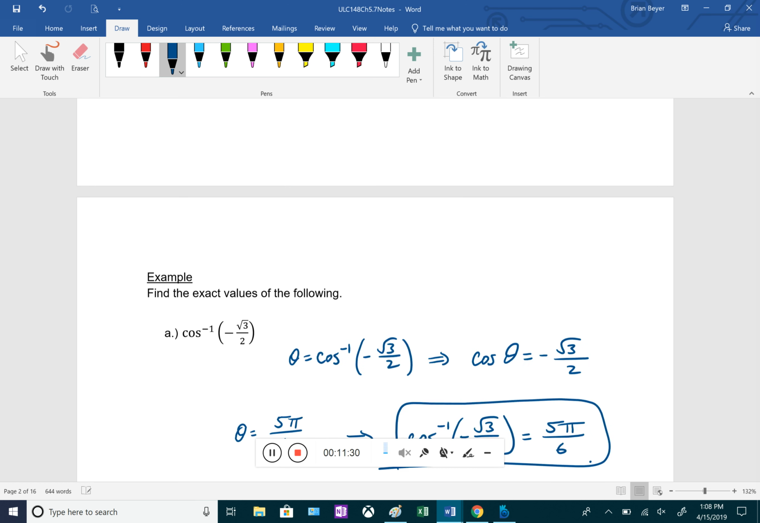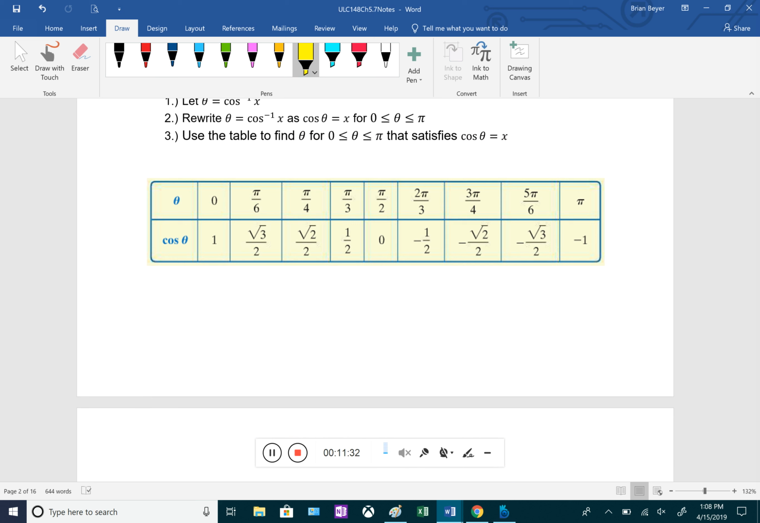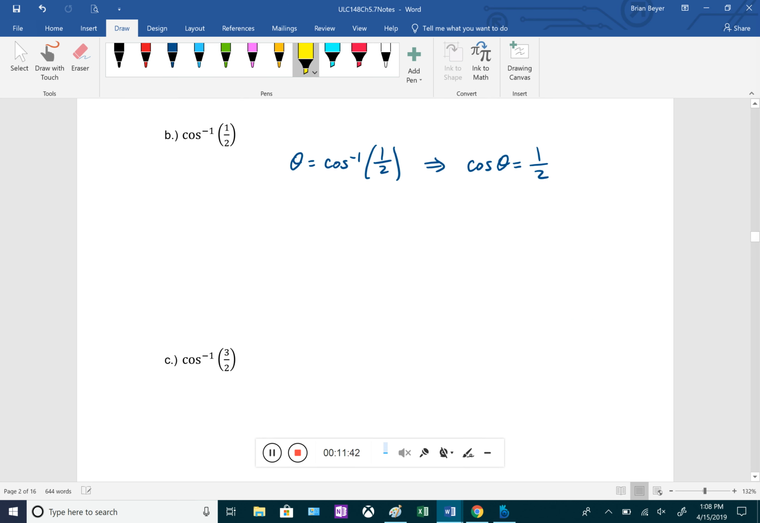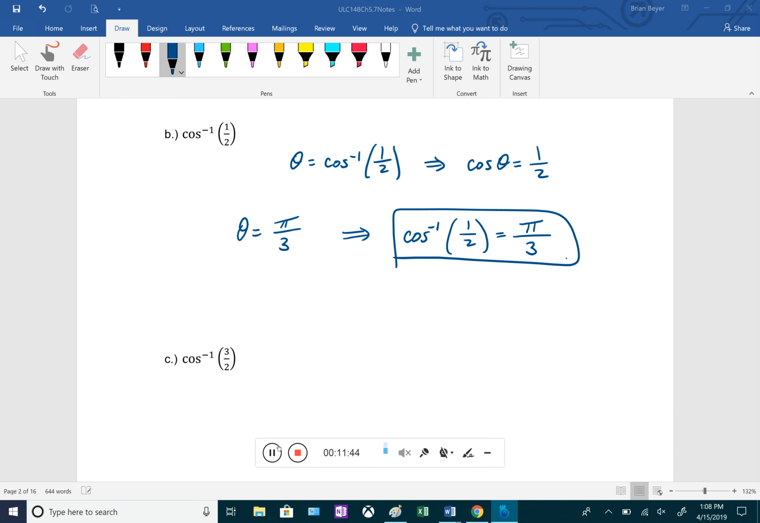We can go up to this table. The one that gives us out a 1/2 is right here. That's going to be theta equals pi over 3. So that's going to be theta is pi over 3. So that means cosine inverse of 1/2 equals pi over 3.